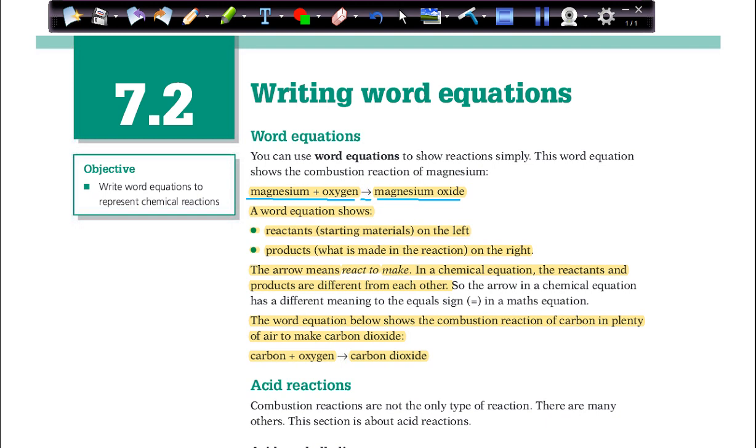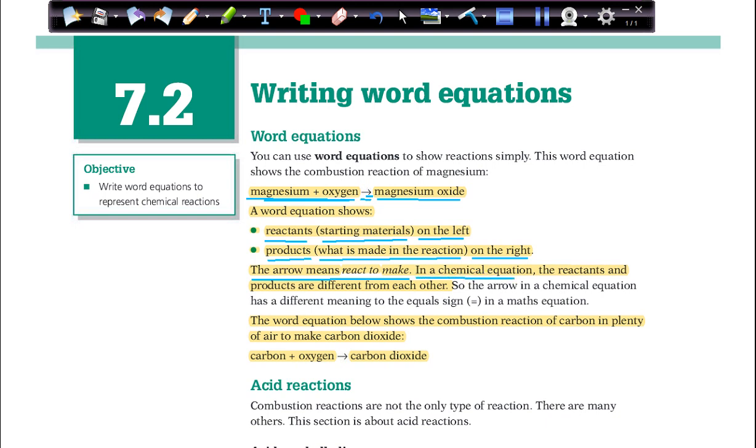So the word equation shows us two things: reactants and products. The reactants, which are the starting materials, go on the left of the arrow, this side. And products, what is made in the reaction, go on the right of the arrow. The arrow means react to make, so this is important. If I ask you what the arrow in the reaction means, you will say react to make.